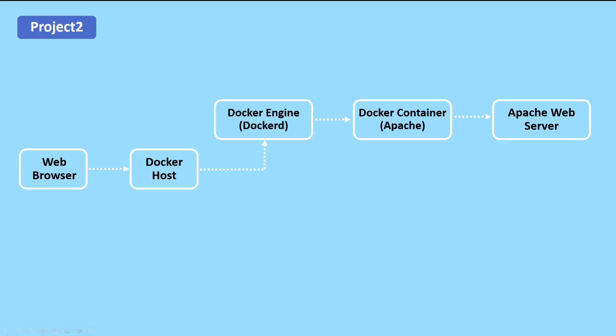Hello and welcome to the Project 2. In this project, we are going to Dockerize an Apache web server. As you can see, this diagram represents the architecture of a Dockerized Apache web server. At the top of the diagram, we have a web browser, which is used by the user to interact with a web server. When the user sends an HTTP request to the web server, it is received by the Docker container running the Apache web server.